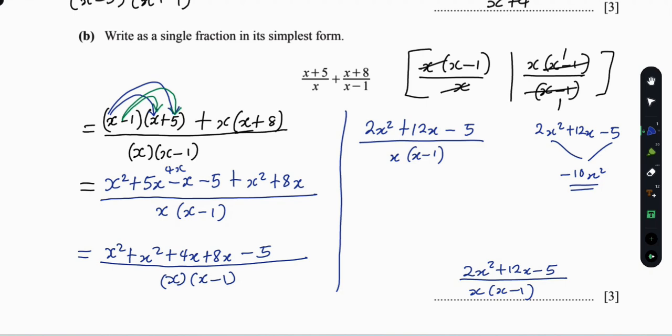In case you have a situation like what we had in part A, then you can cancel out the brackets that look the same. So this is how you add algebraic fractions, and also how you divide them, reducing them to their lowest terms. But of course, we also have subtraction and multiplication.